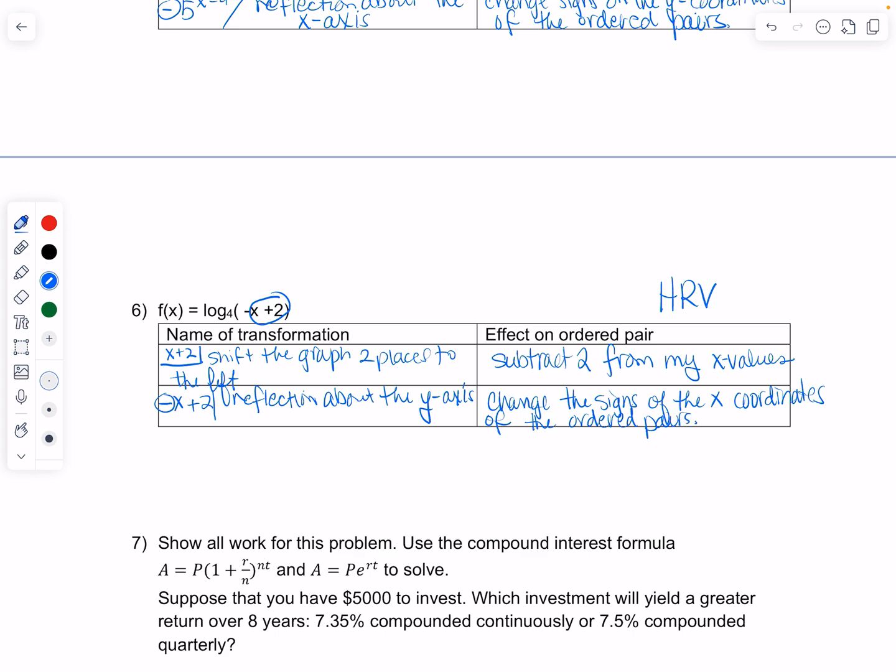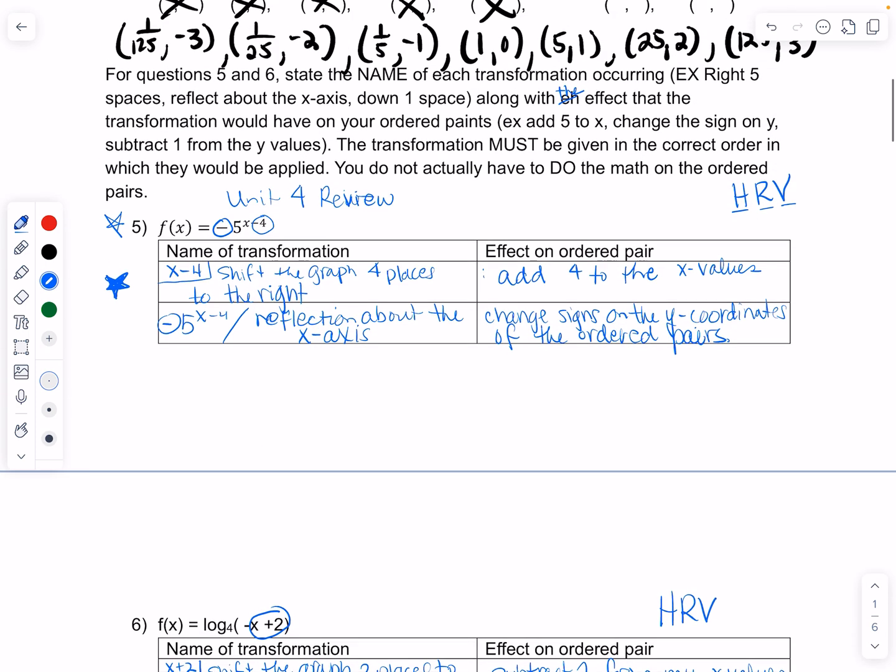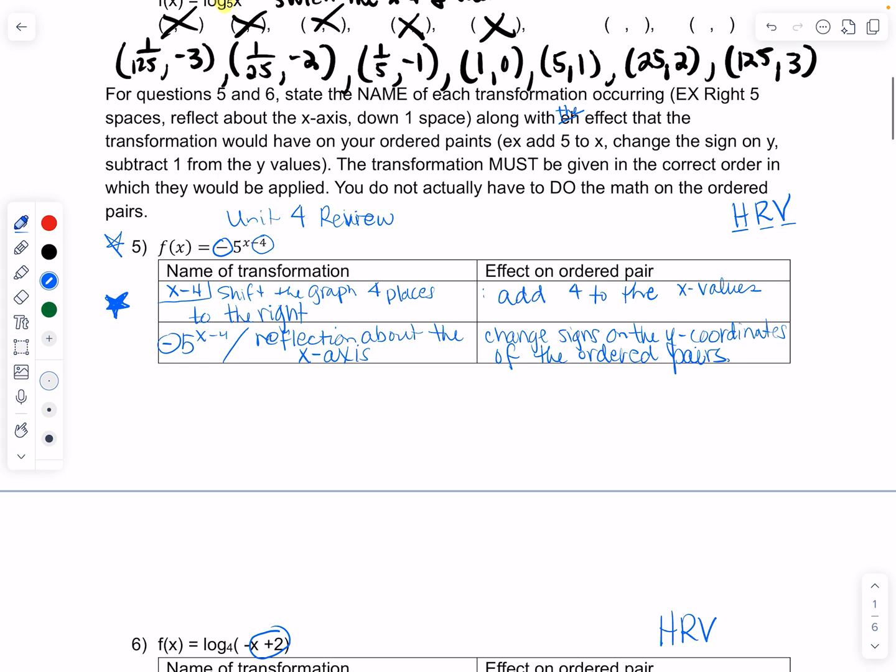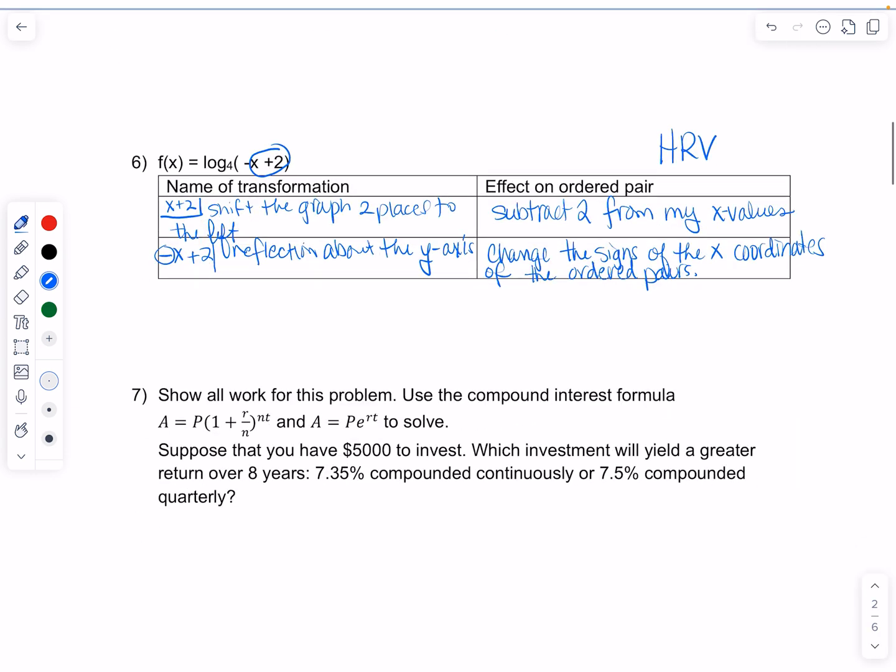Okay, so I'm just going to reiterate 5 and 6. In the first one, that x -4, we shift the graph 4 places to the right. That allows us to add 4 to the x values to get that proper graph. And then we had the negative in front of the base. That's a reflection about the x-axis. That means we have to change the sign of the y-coordinates. And for number 6, we had negative x plus 2. So I have to do the horizontal shifting first. The x plus 2 means we shift the graph 2 places to the left.